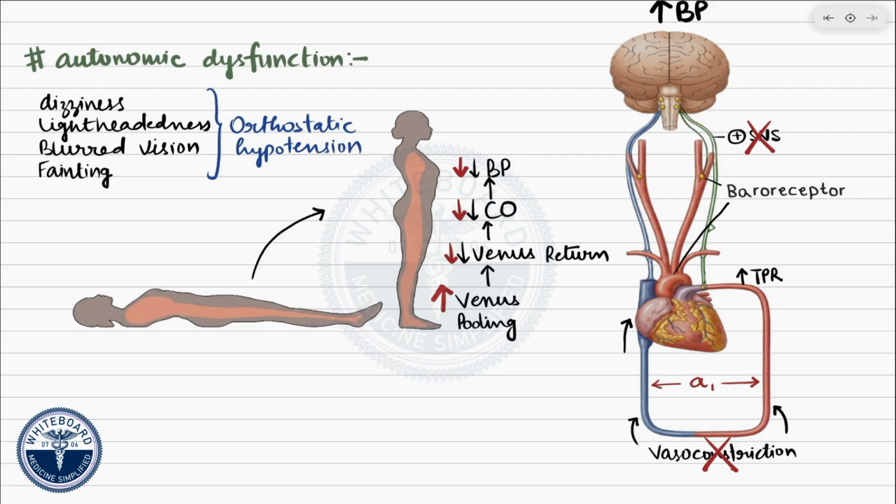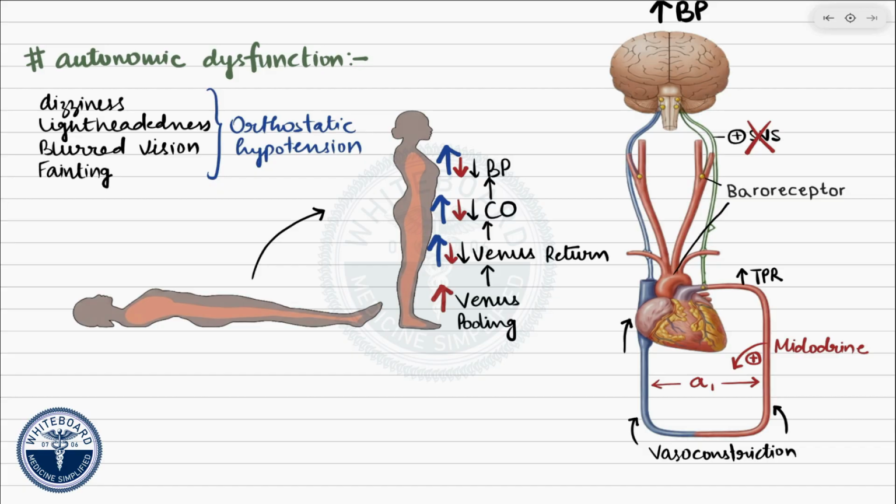This is where midodrine becomes useful. Since it is a selective alpha-1 agonist, it directly stimulates alpha-1 receptors on blood vessels, producing vasoconstriction even when the patient's own sympathetic nervous system is unable to do so. This increases vascular tone, improves venous return, raises peripheral resistance, and helps maintain blood pressure when the patient stands, thereby relieving the symptoms of orthostatic hypotension.